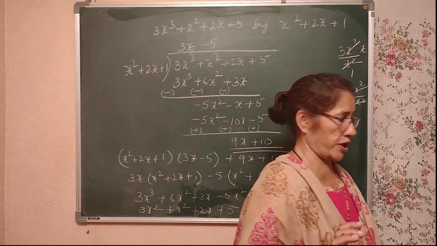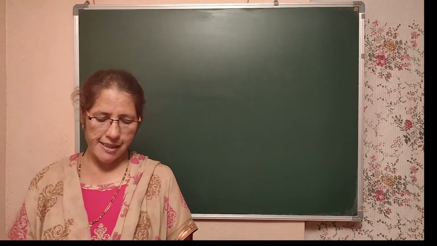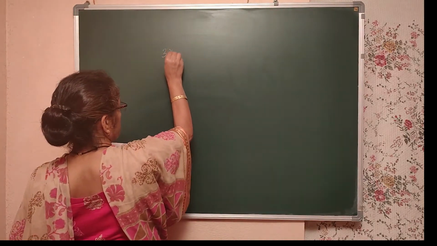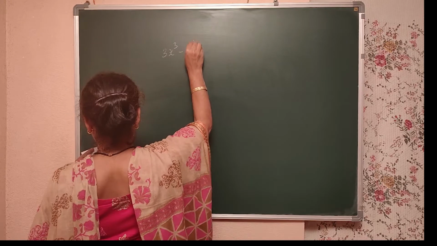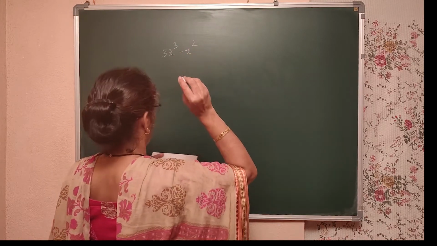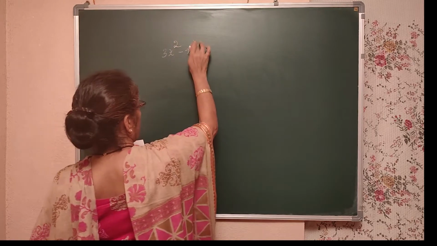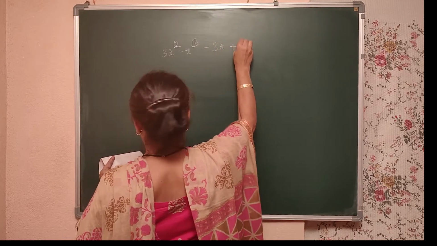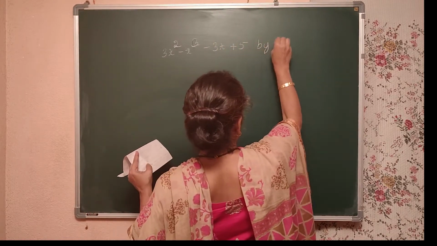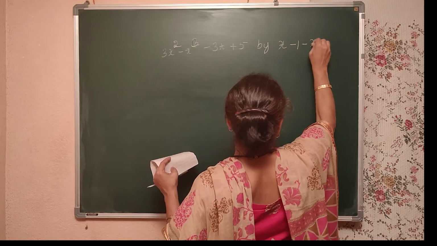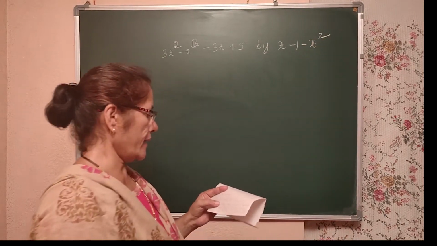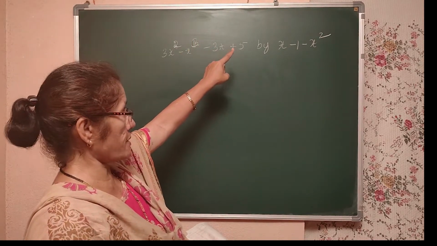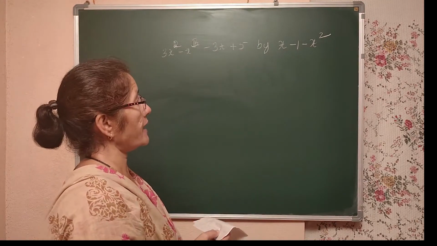Now let us go to the next question. Our next question is: divide 3x square minus x cube minus 3x plus 5 by x minus 1 minus x square. I repeat, divide 3x square minus x cube minus 3x plus 5 by x minus 1 minus x square.